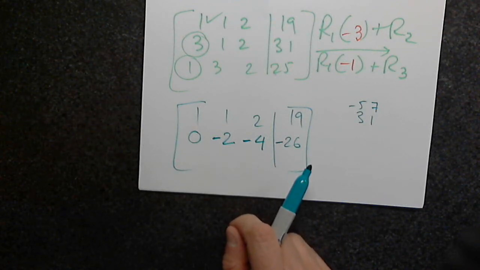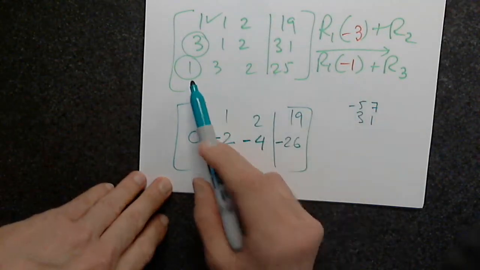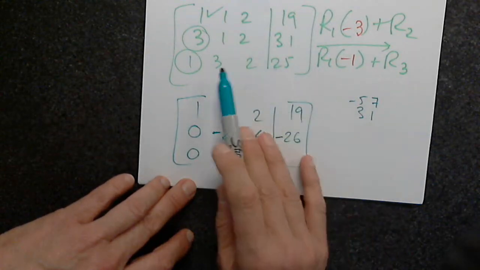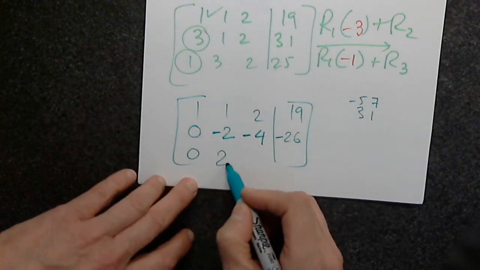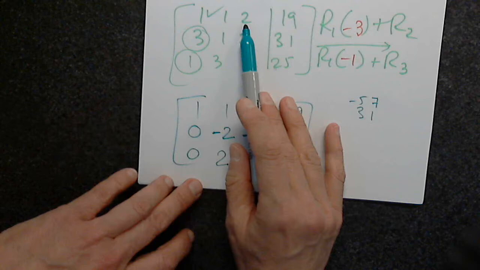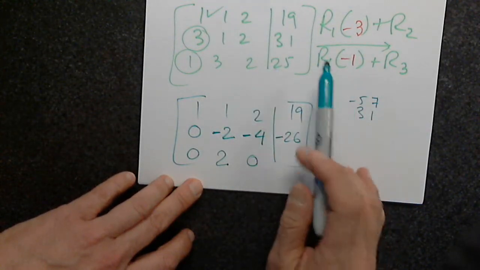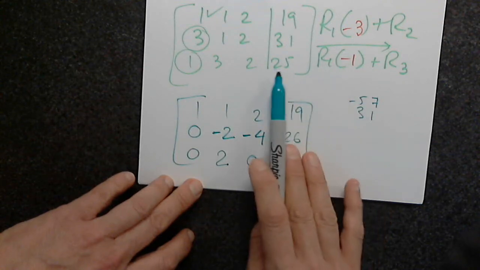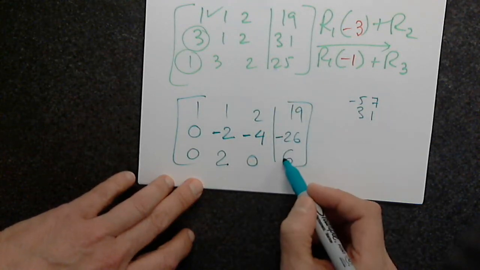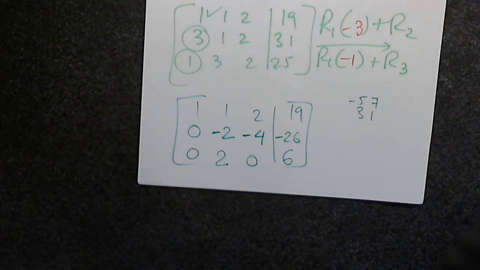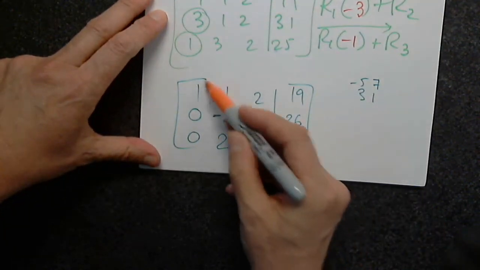Yes? Okay. Now 1 times negative 1 plus 1 is 0. 1 times negative 1 plus 3 is 2. Negative 2 times negative 1 plus 2 is 0. And 19 times negative 1 plus 26 is, I meant to say, 25 plus 25 is 6. Is the second step clear? Yes? Good. So this is accomplished.